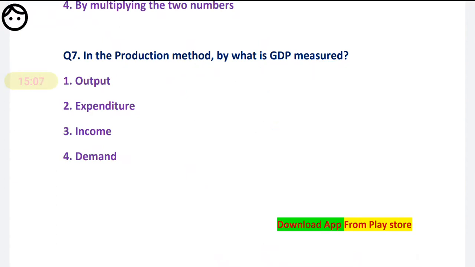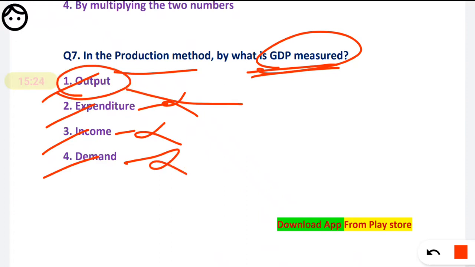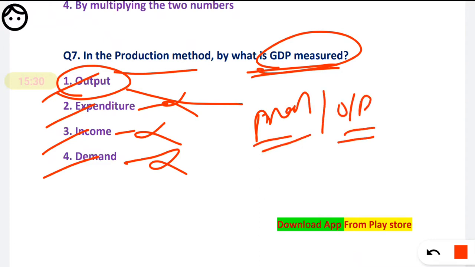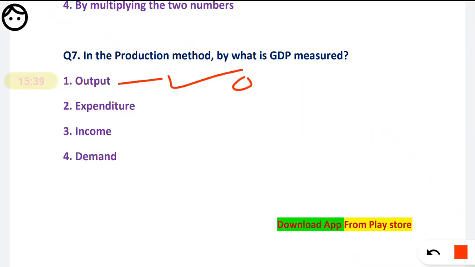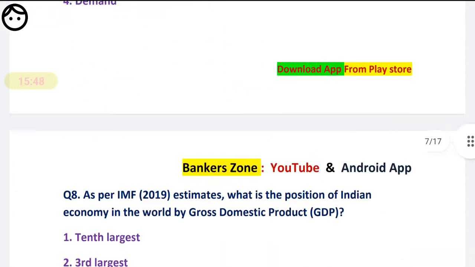Here they are asking, in the production method, by what is the GDP measured? First option, output, expenditure, income, demand. Income, obviously you can say no; expenditure is expenditure wise; demand is not. So the important thing is output. That means by production method, what is your output and how much you are producing is the basic measure to find the GDP. So mark the correct option as output. Remember, production method, output is considered, in the case of production GDP. Now question number 7 we have completed.